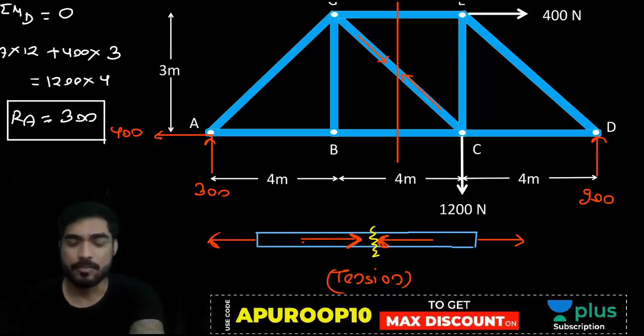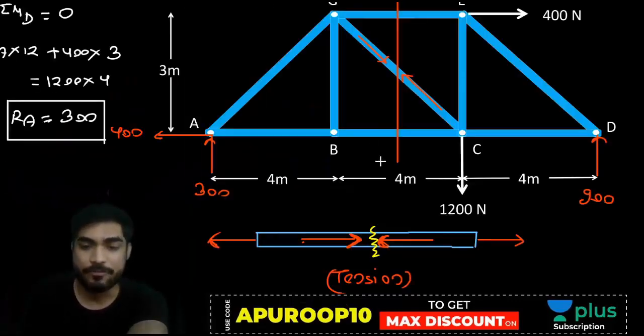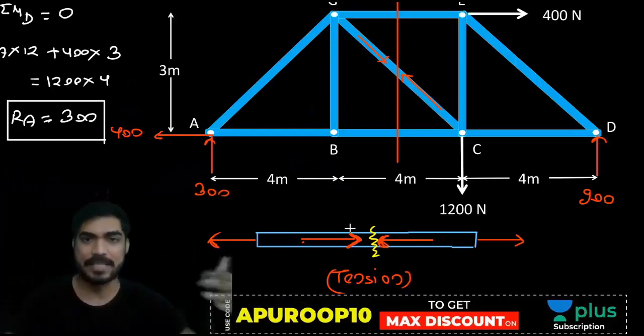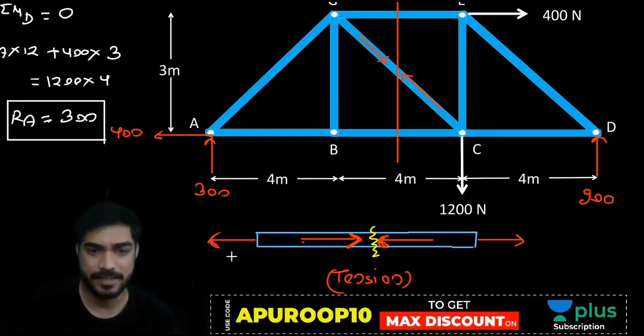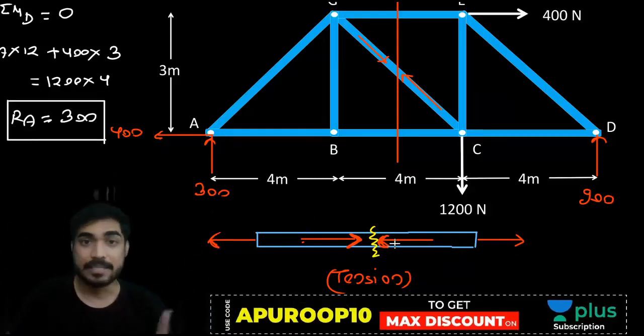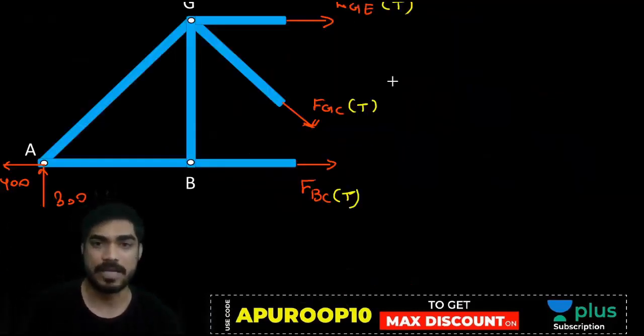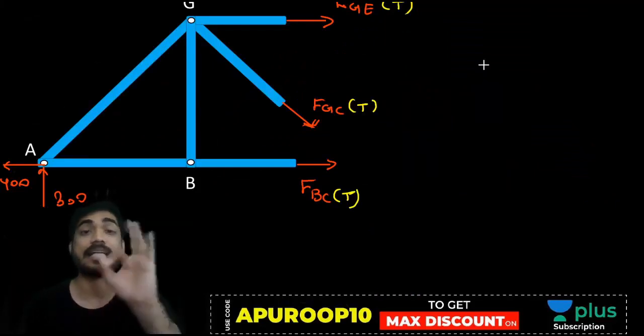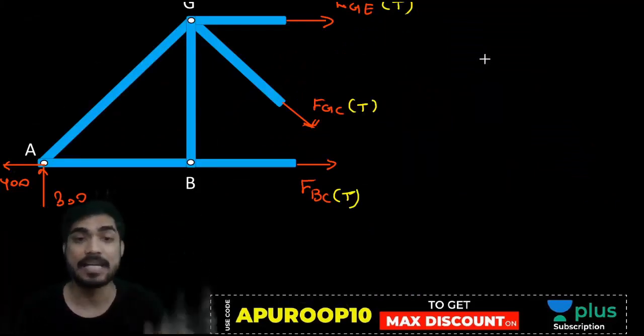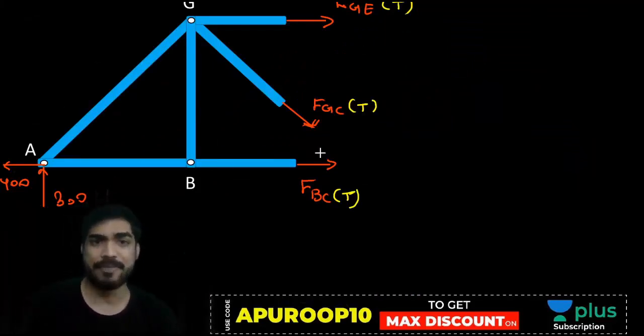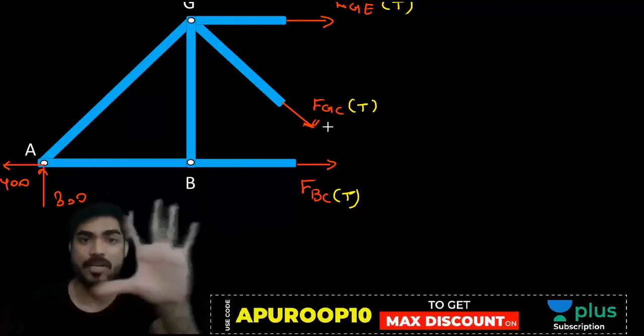So my friend, if you are confused whether it is tension or compression, then follow this diagram. Externally tension will be like this, internally tension will be like this. This is external and this is internal. When you cut it, it will look like this. All these three forces are tensile, I have assumed they are tensile. So this is the FBD of the left part.